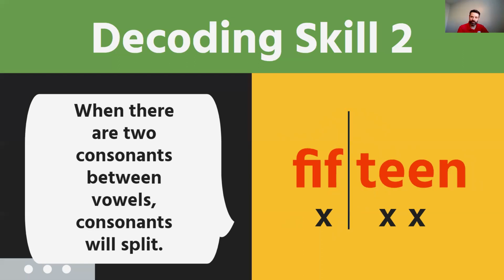So we end up with the first syllable, F-I-F. It follows phonetic skill number 1. The vowel will be short. The second syllable follows phonetic skill number 4, adjacent vowels. So the second E will be silent and the first will be long. The word is fifteen.